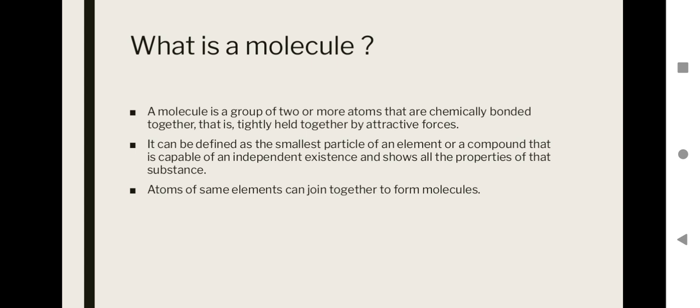What is a molecule? The smallest particle of an element or compound which is capable of independent existence and shows all the properties of that substance is called a molecule. In general, a molecule is a group of two or more atoms that are chemically bonded. Atoms of the same element or of different elements can join together to form molecules.